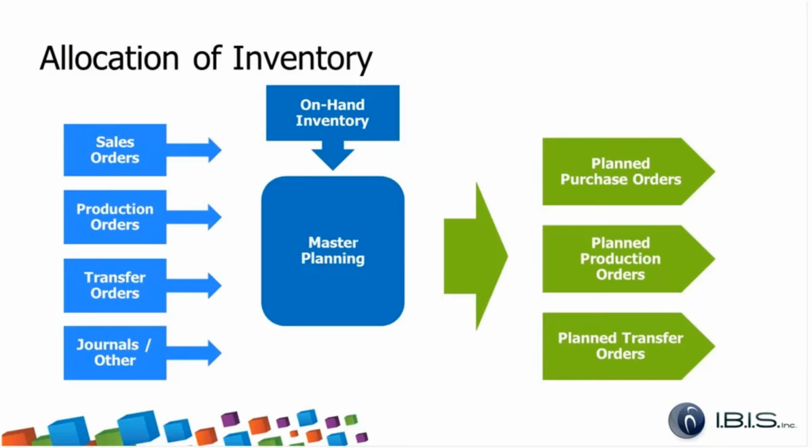The allocation of inventory occurs as soon as an order line is entered and the transaction is created for that item, and the quantity is considered to be on order rather than reserved. Master planning will then use all the information from all the transactions, sales transactions, production transactions, transfers, journals, anything else, to determine how much inventory is needed after all the inventory is allocated to the existing demand. So master planning will only create planned orders, planned purchases, production, transfers, whatever is needed, when the inventory that's on hand is insufficient to cover all demand by the required dates.